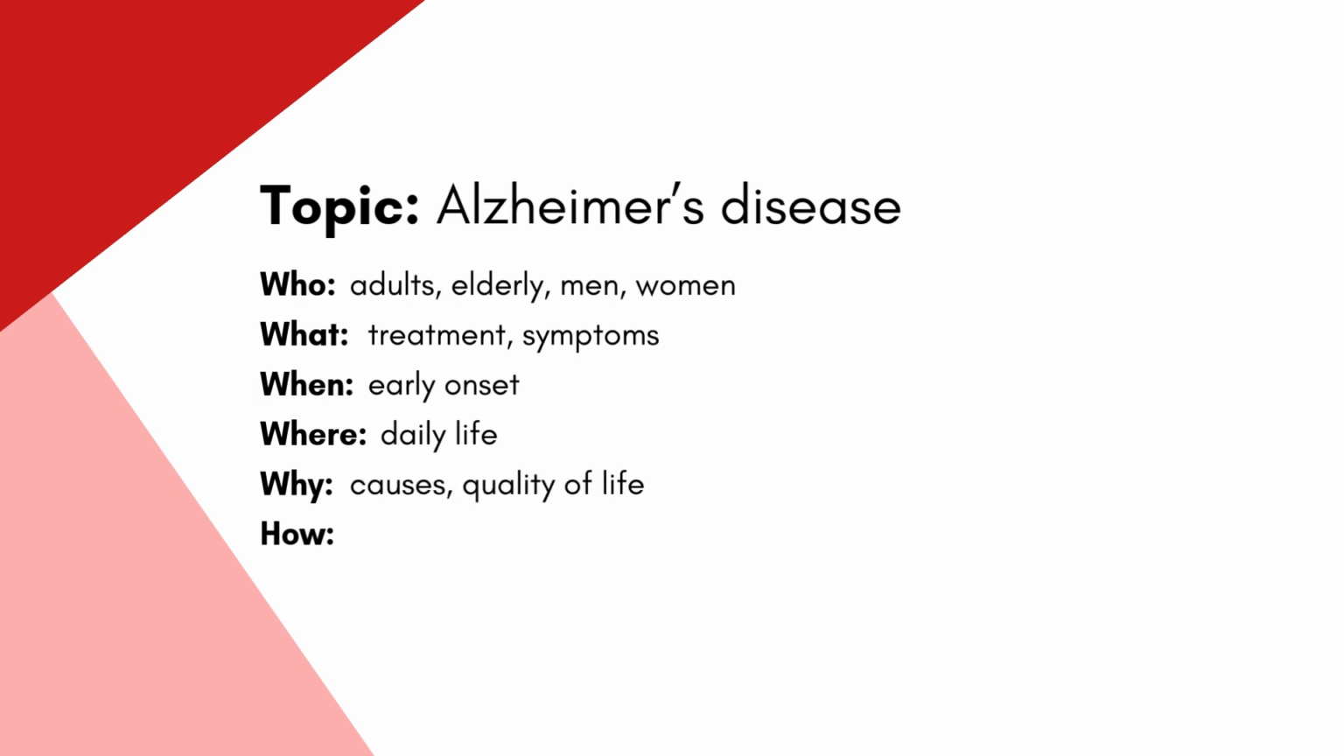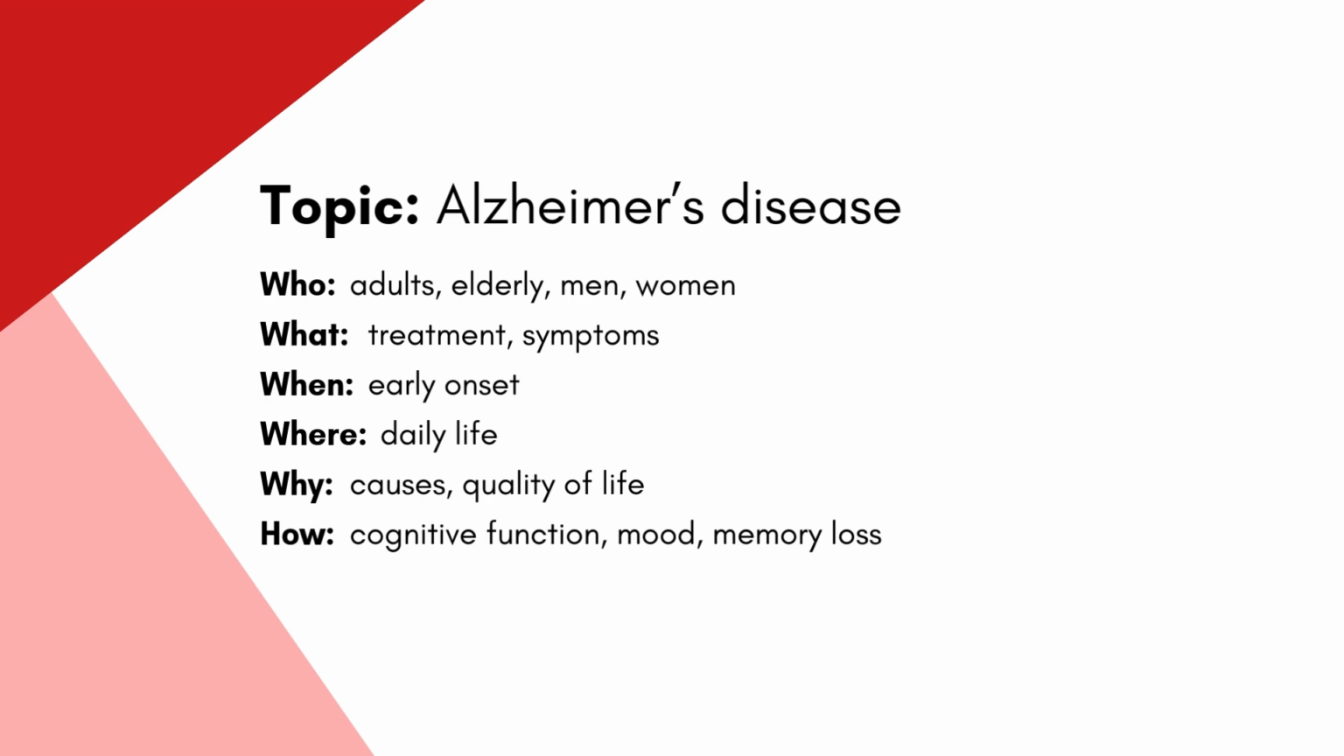Why is this an important topic? We might find it important because we are looking for causes of Alzheimer's disease in order to prevent it, or we want to know how quality of life might be improved for those who have it. Finally, how has Alzheimer's affected people? Here we might look at symptoms of the disease like its effect on cognitive function, mood, or memory loss.